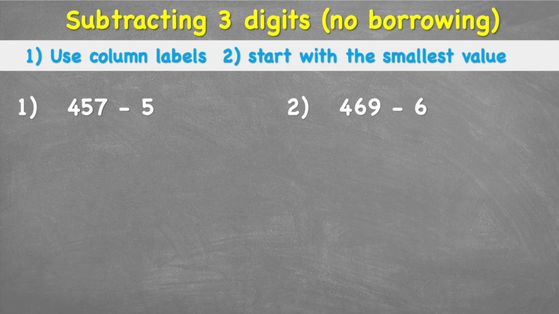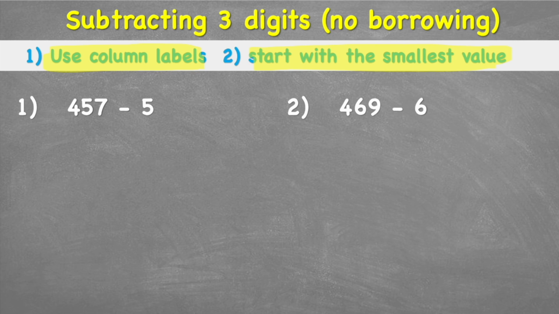So let's look at our 2 steps we're going to use. First, we're going to remember to use column labels. This is really important to help us not put things in the wrong place. And then secondly, we're going to start from the smallest value, and we're going to see what that means properly in a moment.